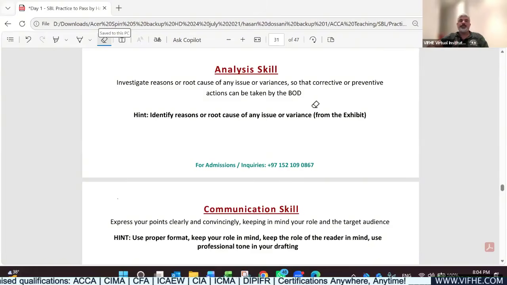Why do students fail SBL? Let me know. Give me the top two reasons. Just give me two top reasons. Maybe time management, lack of practice, panicking, common sense questions. Done. This is analysis. You are investigating the reason or the root cause. Is that clear, guys?